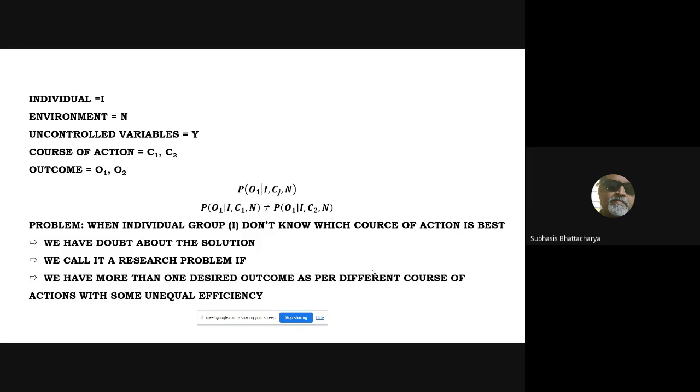The environment may change, affecting the efficiency of the course of actions. Your environment is also changing as per your choice of the course of actions. The number of alternative actions may be very large, so we face difficulty. These are the research problems. When the courses of action are very large in number, the task is difficult for us.